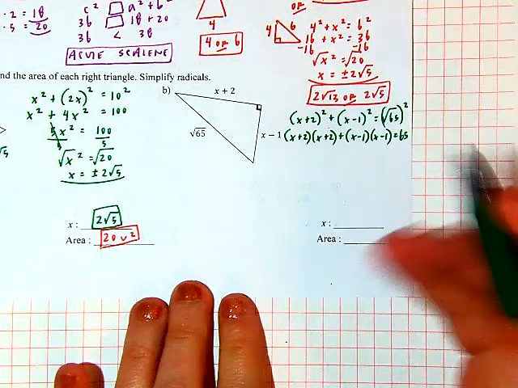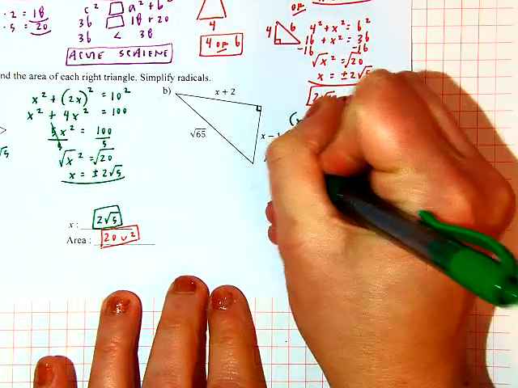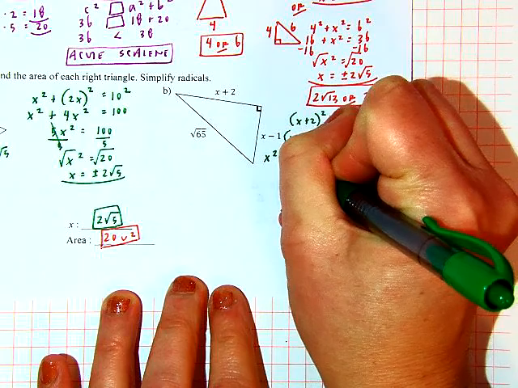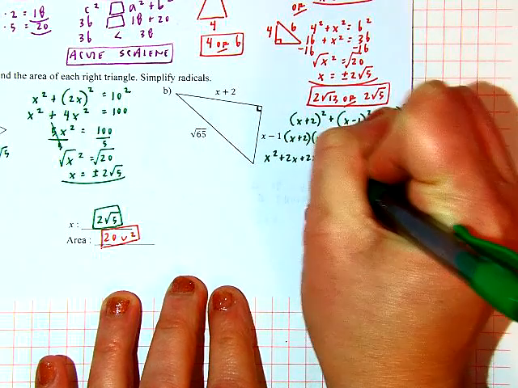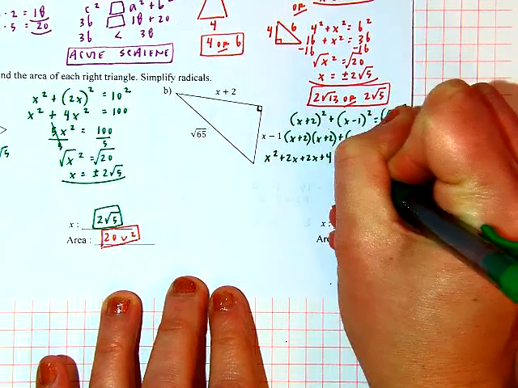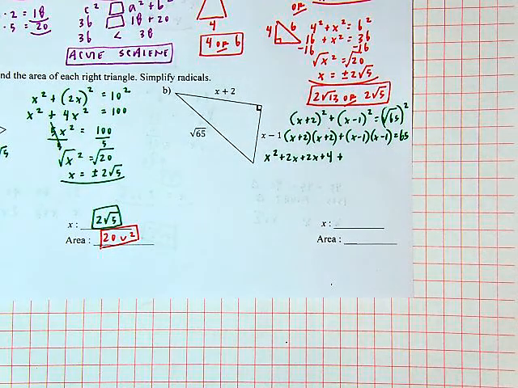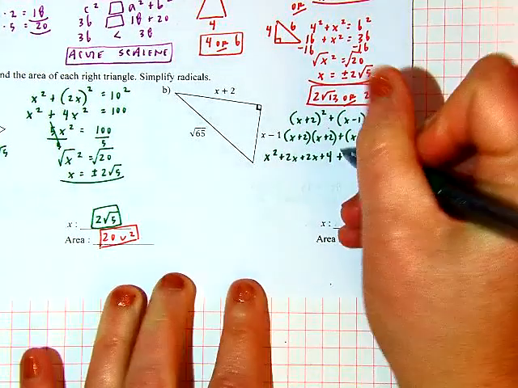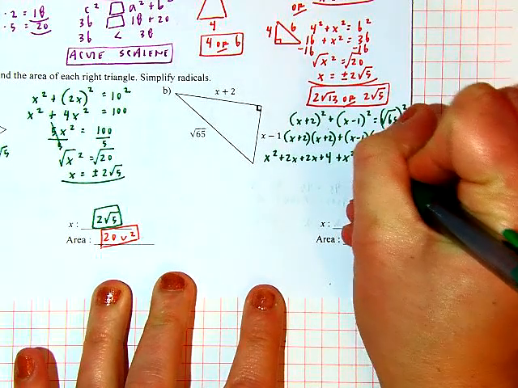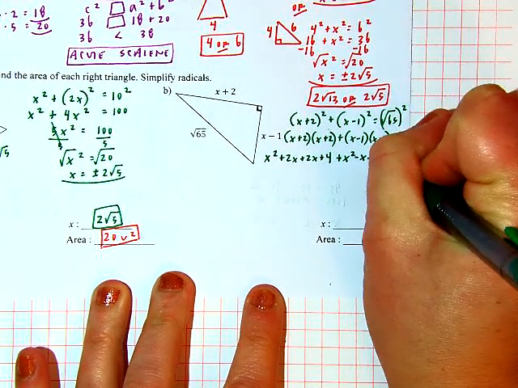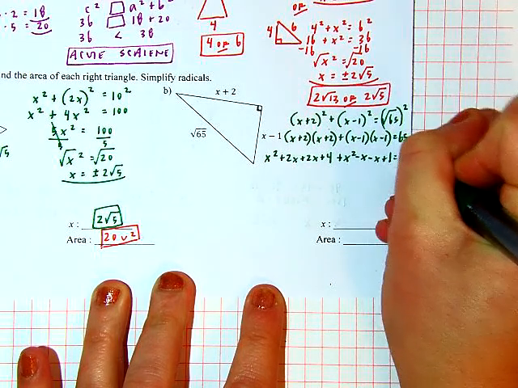All right, so I have to FOIL this out. So when I FOIL it out, I have x squared plus 2x plus 2x plus 4. Okay, FOIL out that second part. So I have x squared minus x plus 1, all equal to 65.